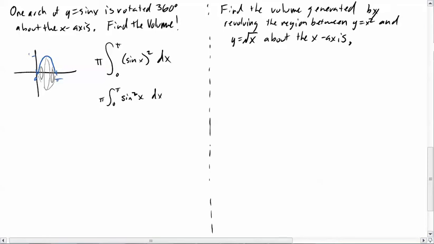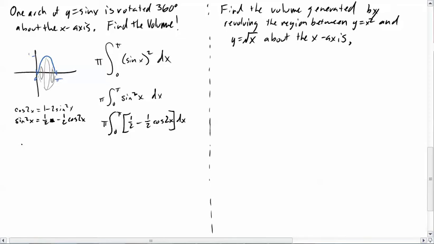But you may remember there's the double angle formula that says cosine of 2x is equal to 1 minus 2 sine squared of x. And if you rearrange that, then you end up getting that sine squared of x is equal to 1/2 minus 1/2 cosine of 2x. And so then we can just substitute this in, which means we're going to have pi integral from 0 to pi of 1/2 minus 1/2 cosine of 2x dx.